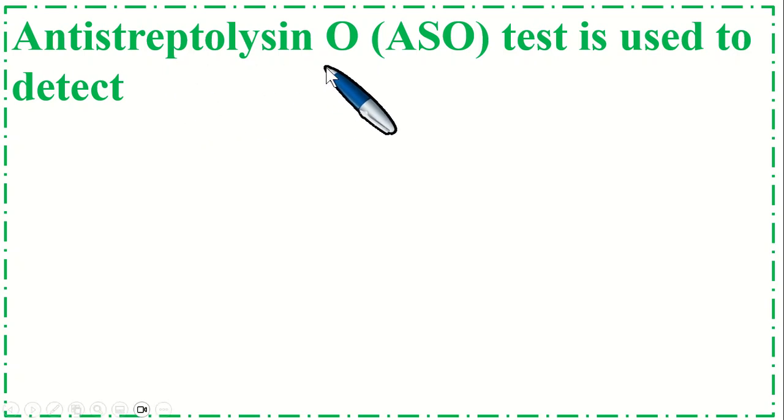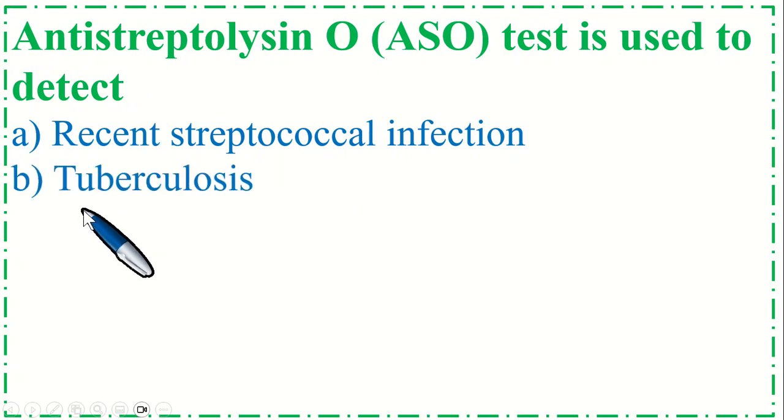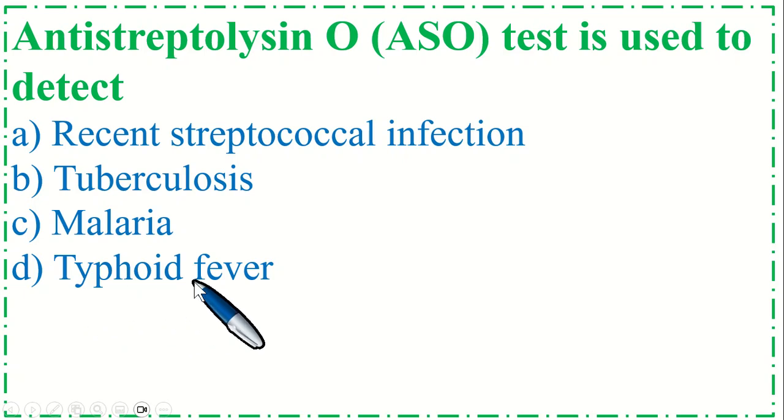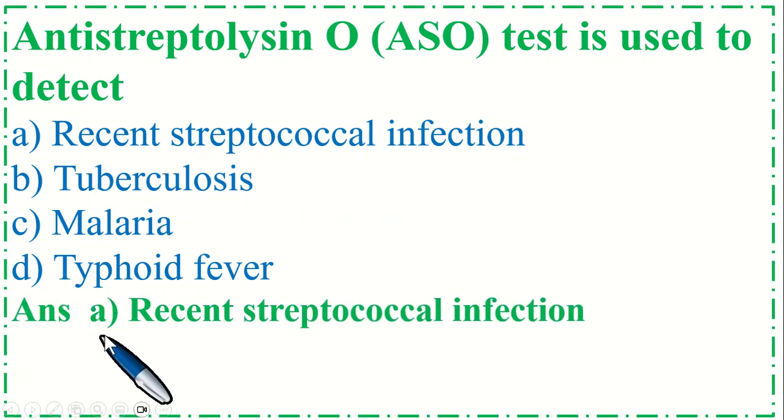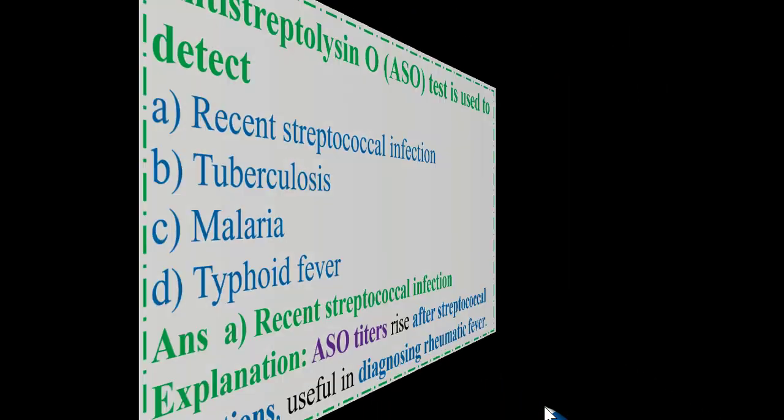Anti-streptolysin O ASO test is used to detect option A recent streptococcal infection, B tuberculosis, C malaria, and option D typhoid fever. So the correct option is A recent streptococcal infection. Explanation: the ASO titer is raised after streptococcal infections, useful in diagnosing rheumatic fever.